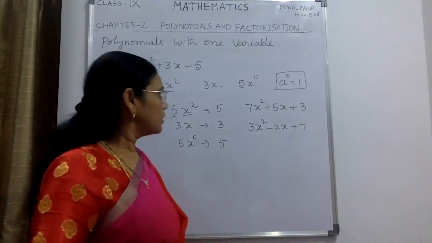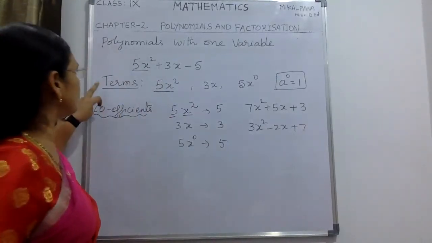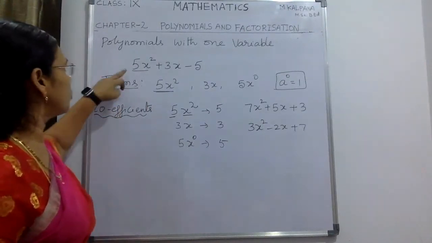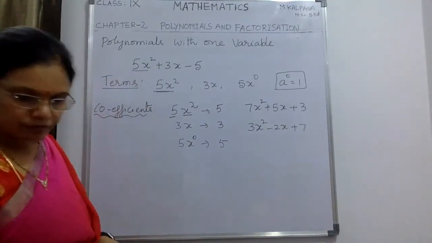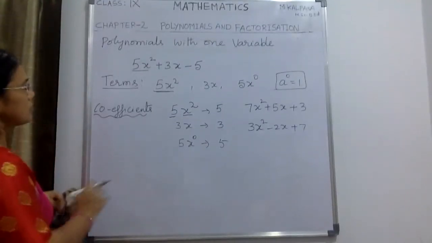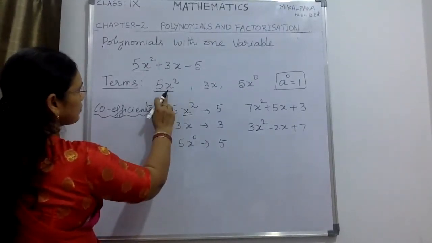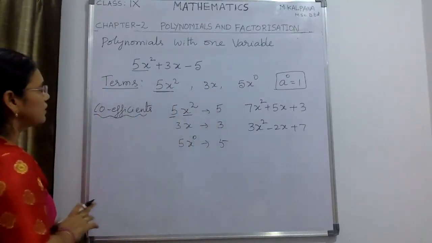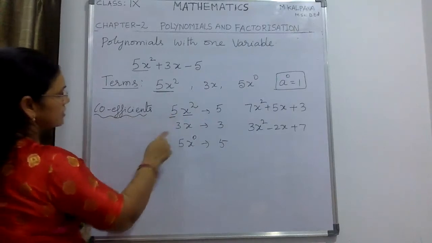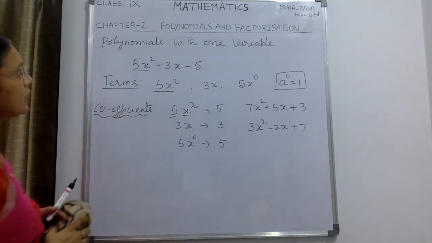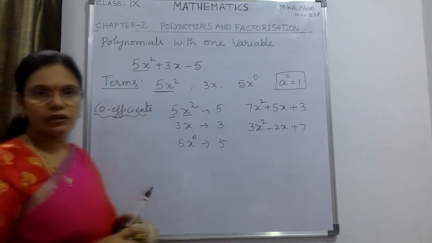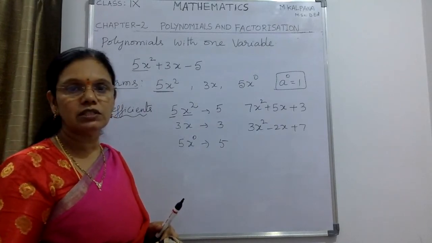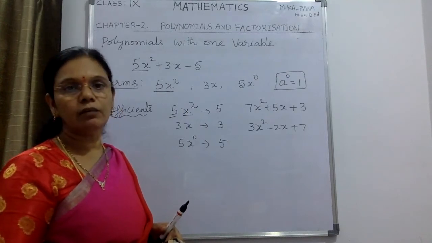Okay, children. Now you are able to know the terms and coefficients of the given polynomial. So here, what are the individual terms? 5x square, 3x and 5x to the power of 0. And these are the coefficients. Now let us know about the degree of the polynomial. You know about the terms, you know about the coefficients, and let us know the degree of the polynomial.